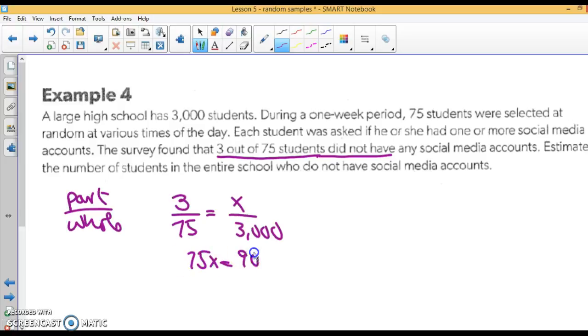75x equals 9,000. Divide both sides by 75. And you get x is 120. 120 students probably do not have a social media account. And it's an estimate, an inference. We're making an inference.